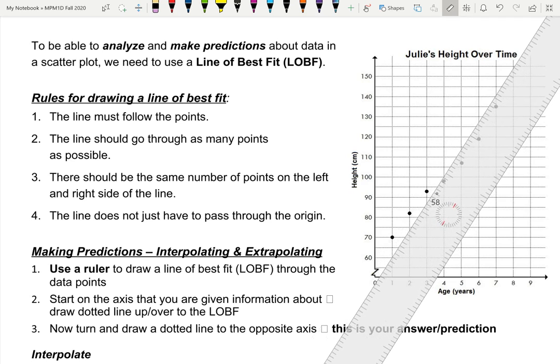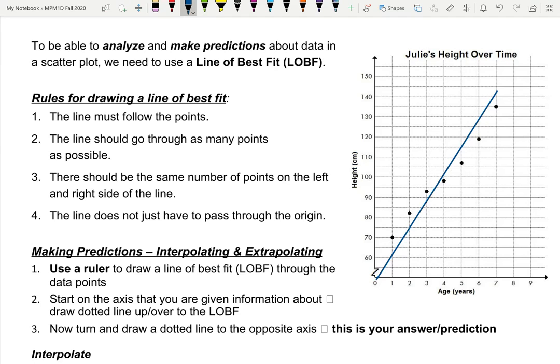Another point is that you don't actually have to go through the origin. My line, if it goes through the origin, doesn't appropriately reflect my direction and relationship of my points. So your line does not have to go through the origin.